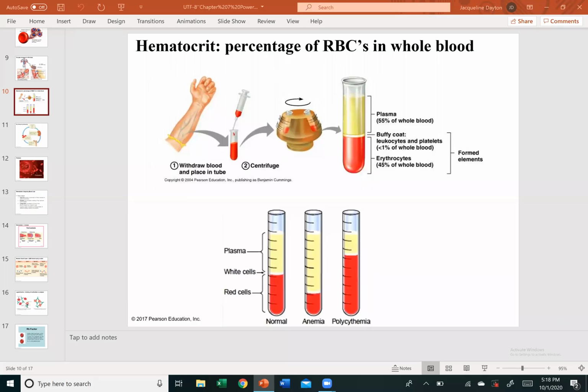Hi, welcome back. So now we're going to pick up with letter B in your lecture notes, number 5, hematocrit.